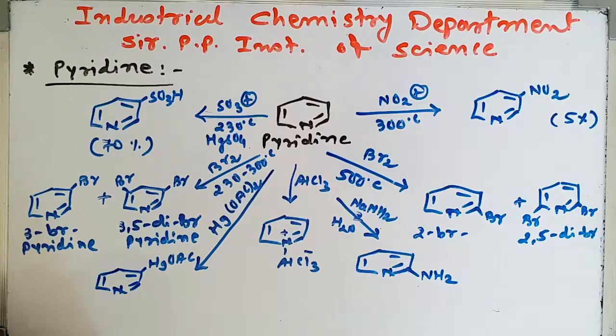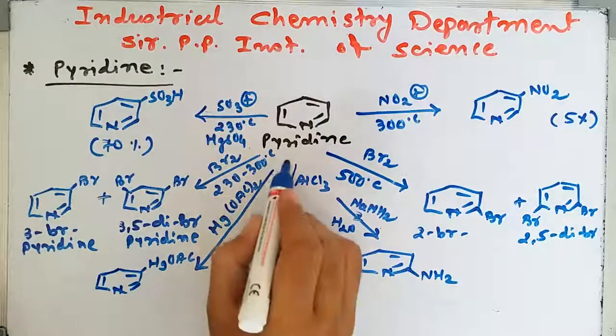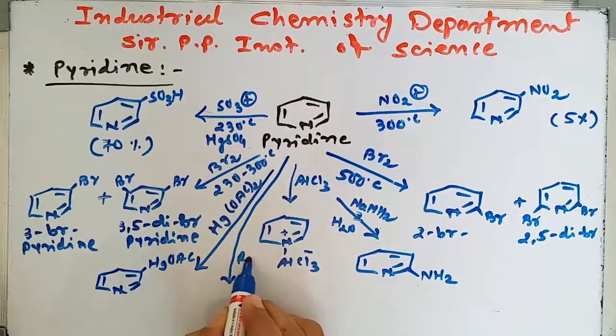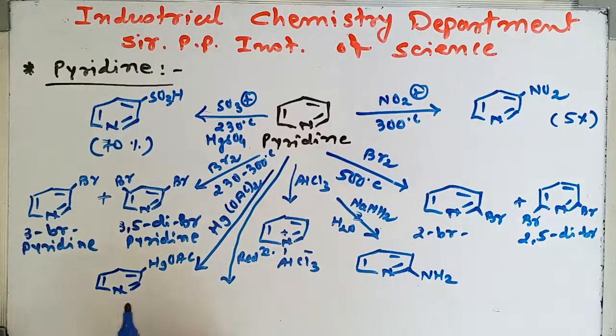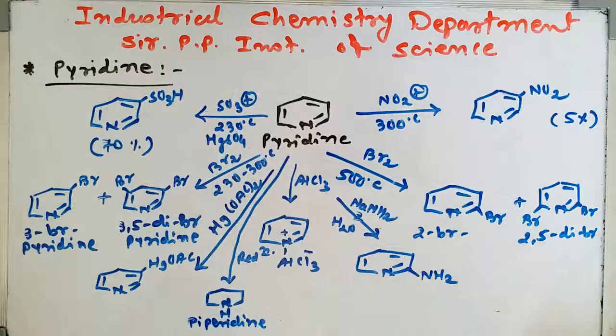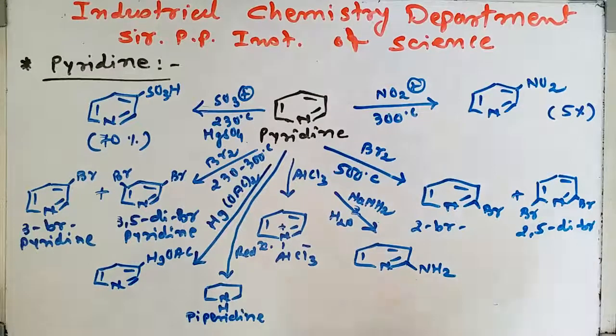Reduction takes place if pyridine undergoes reduction. I write down reduction of pyridine here. When pyridine undergoes reduction, it is converted into piperidine. And this is treated at 300 degrees Celsius with HI. Then it undergoes a ring opening reaction of pyridine.